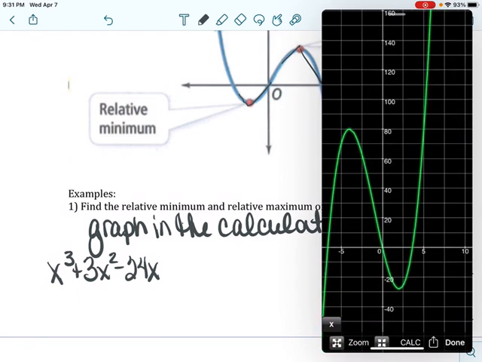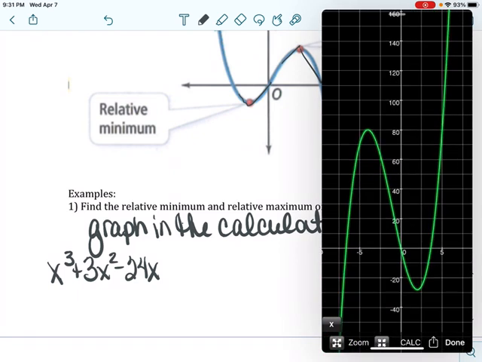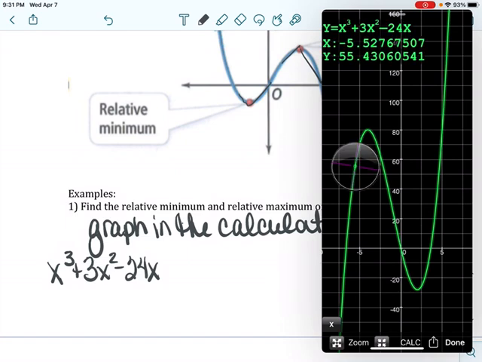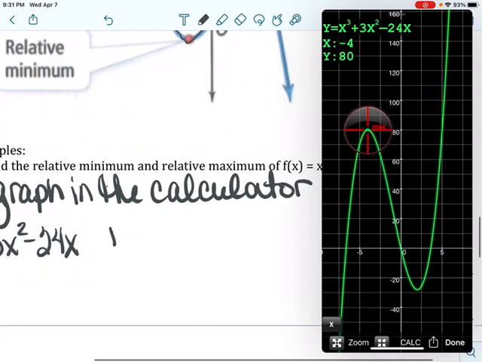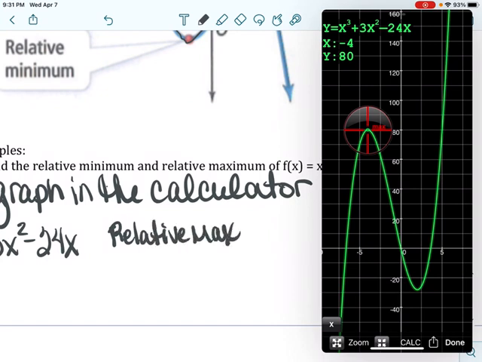See it? Now the beauty of our calculator, and I love this about it, is that you just tap it, and it gives you a cursor that you're going to move. And look at that. It says max. It tells you that it's the max. So our relative max, and up at the top you're going to see the equation and the ordered pair. X is -4, y is 80.